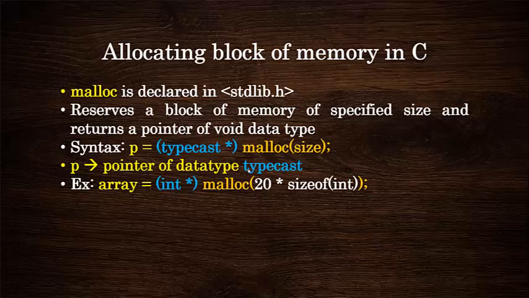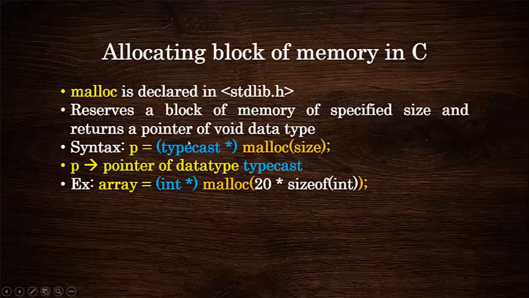So malloc will actually reserve the memory space, and then it will return a pointer value. That pointer value will point to the first byte of the allocated space, and that allocated space is of a void data type. That particular value should be typecasted in terms of an integer. So here we are doing the typecasting.